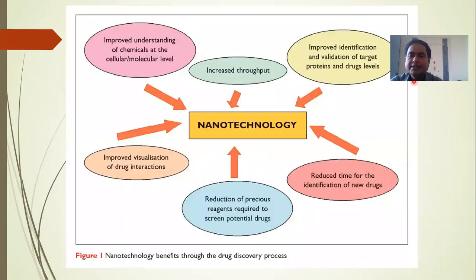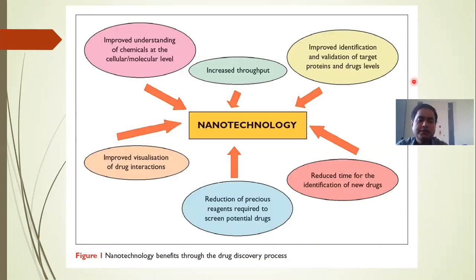So here is this picture illustrating the benefits of nanotechnology through the drug discovery process. Nanotechnology has a broad and wide area of application, like improved understanding of chemicals at the cellular and molecular level. By using nanotechnology, we can increase the throughput technology and we can improve the identification and validation of the target protein as well as drug levels.